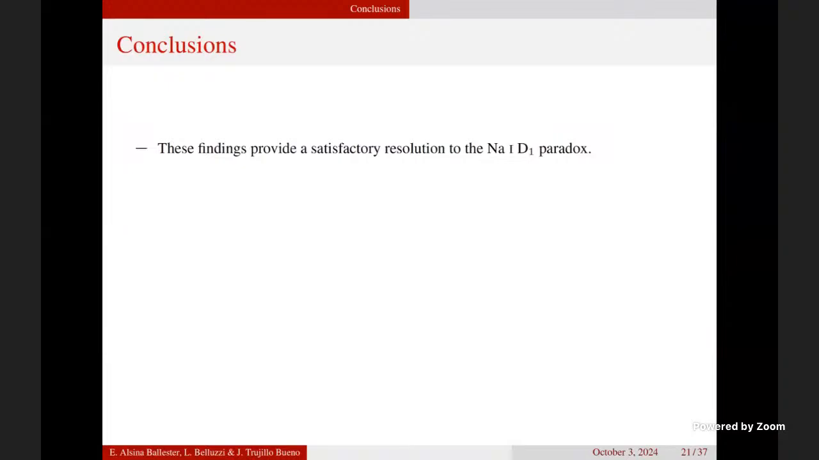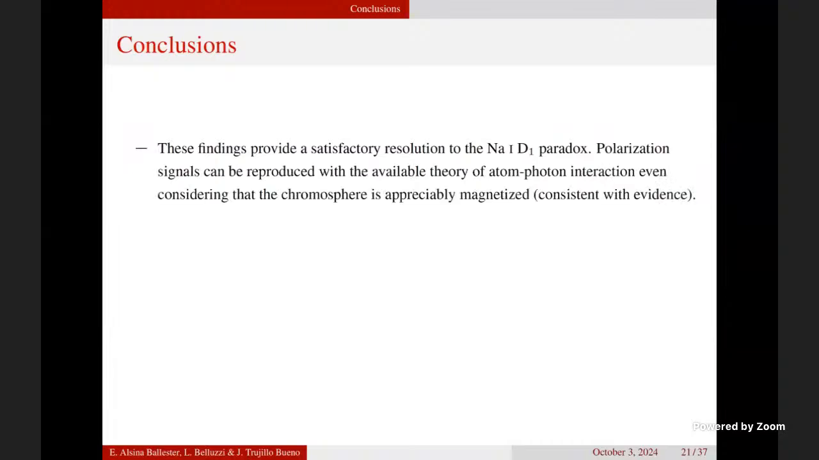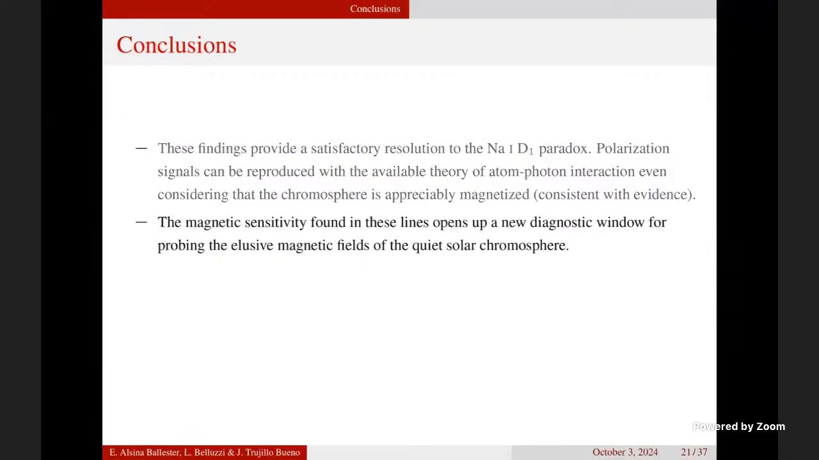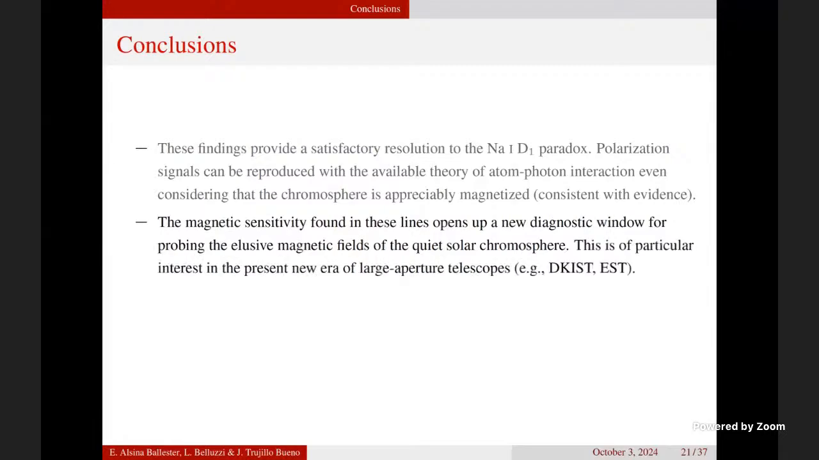So this leads us to the conclusion that these findings provide a satisfactory resolution to the D1 paradox. Indeed, the polarization signals can be reproduced with the available theories of atom-photon interaction, even considering that the chromosphere is appreciably magnetized. This magnetic sensitivity opens a new diagnostic window for probing the magnetic fields in the quiet solar chromosphere because of this differential dependence of D1 and D2. And this is of particular interest in the present new era of large aperture telescopes, such as the KIST or the upcoming EST.